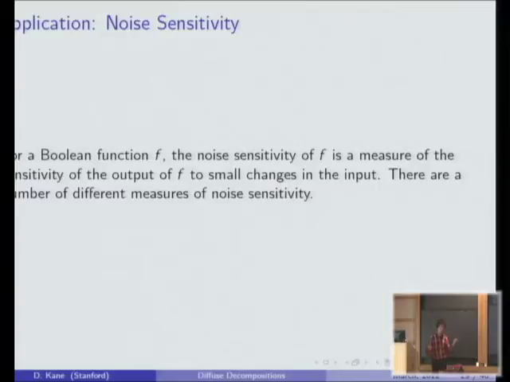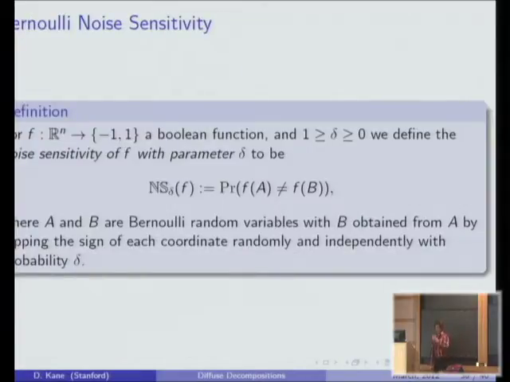This measures the sensitivity of the output to small changes in the input. There are a number of different measures of noise sensitivity. We'll talk about two of them here. First off, there's a Bernoulli notion. You have some function from R^n to plus minus 1. It's a Boolean function. You have some parameter delta between 0 and 1. We define the noise sensitivity of f with parameter delta to be the probability that f of a is not equal to f of b.